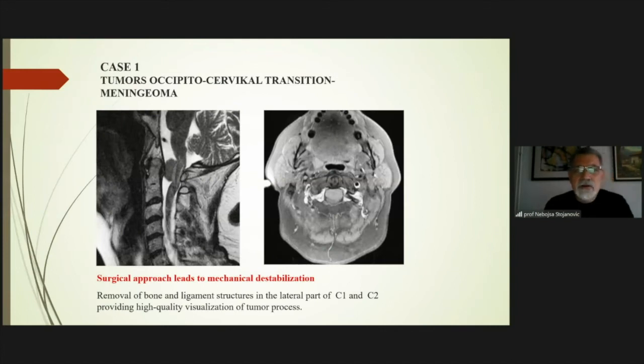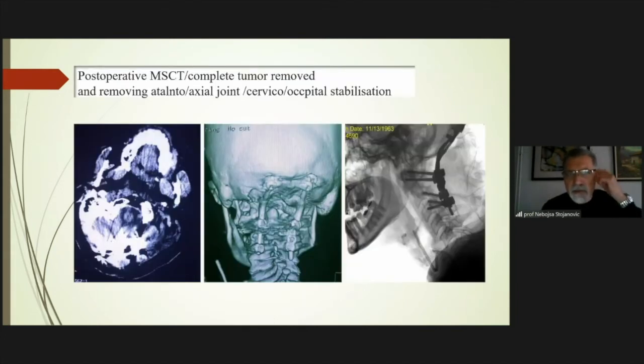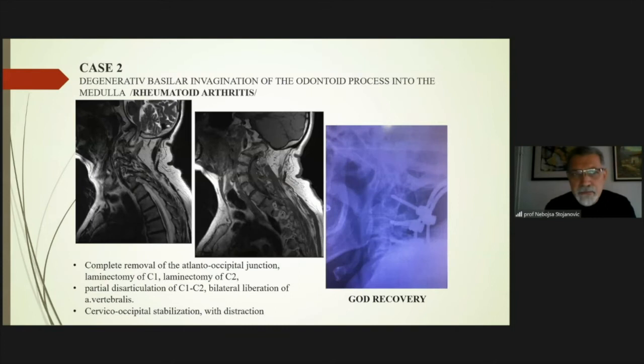In the case of a tumor at the occipital cervical transition, a meningioma, our surgical approach leads to mechanical destabilization, with removal of bone and ligament structure in the lateral parts of C1 and C2, providing high quality visualization of the tumor process and postoperative complete tumor removal, including removing the atlanto-axial joint. We use cervico-occipital stabilization in this case.